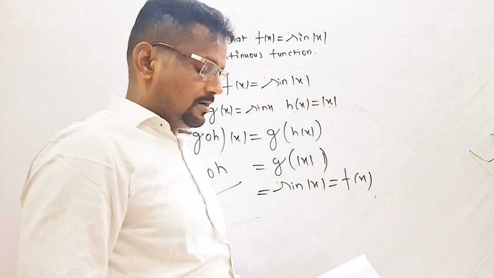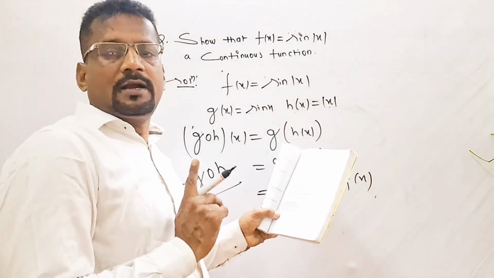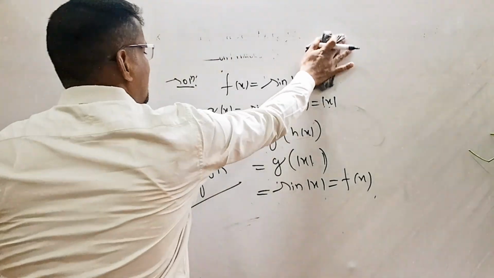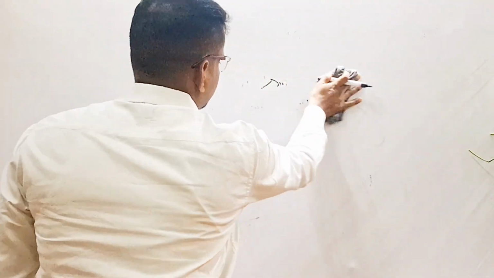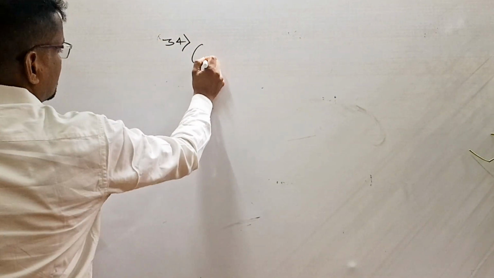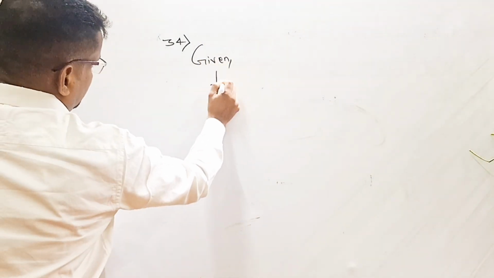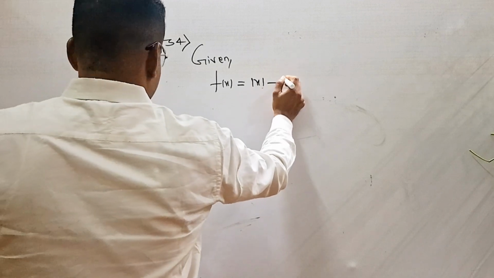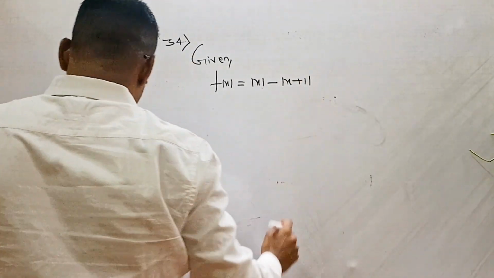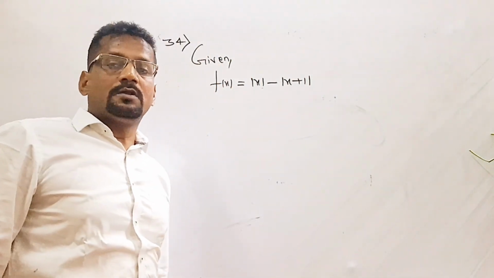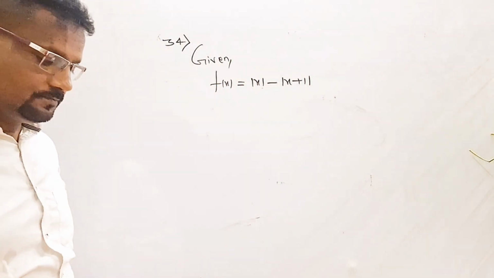Now, in your textbook, it is the last question, 34, the old version. In the edited version, a few small changes are there, but okay. In 34 the question is given as the function f(x) equals modulus x minus modulus of (x plus 1), and you are to find the points of discontinuity. Find all the points of discontinuity for this function.